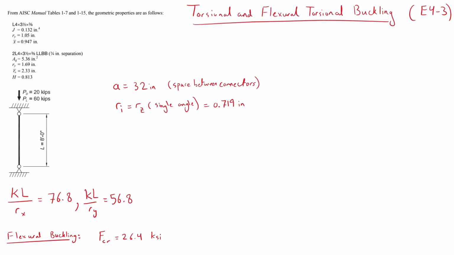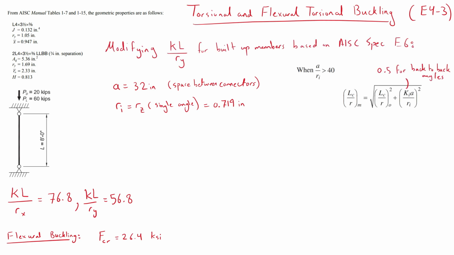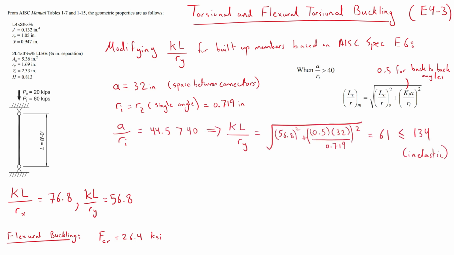When it comes to built-up sections connected by pre-tensioned bolts or welds, the slenderness ratio about the axis of symmetry y will have to be adjusted according to AISC specifications Section E6. And because a/ri is greater than 40, the modified slenderness ratio is 61, which is less than the limit 134 determined earlier, and thus the member will buckle inelastically.